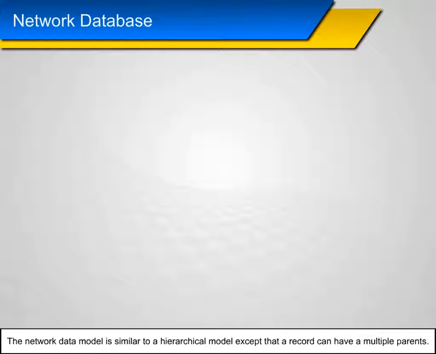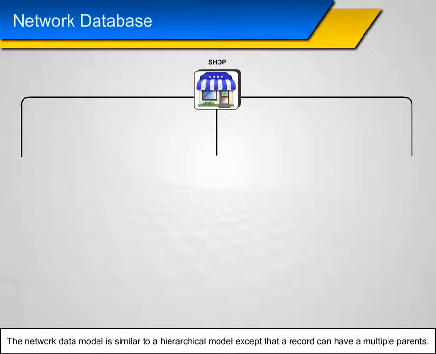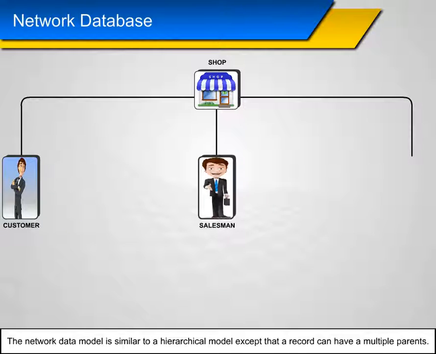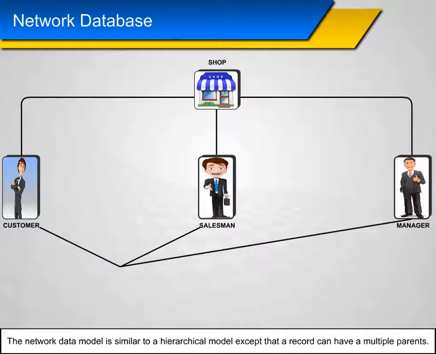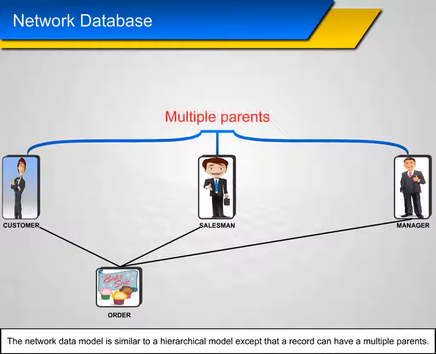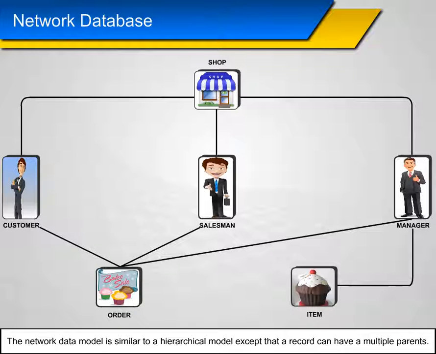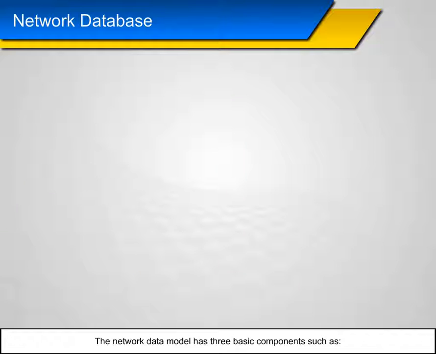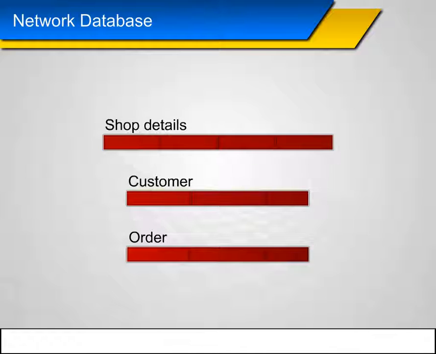Network database. The network data model is similar to a hierarchical model, except that a record can have multiple parents. The network data model has three basic components, such as record types, data items, links, that is set types.